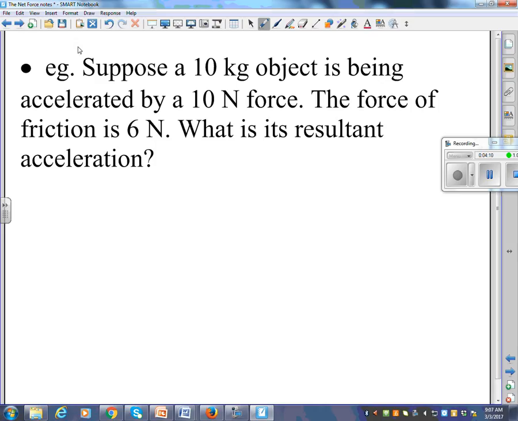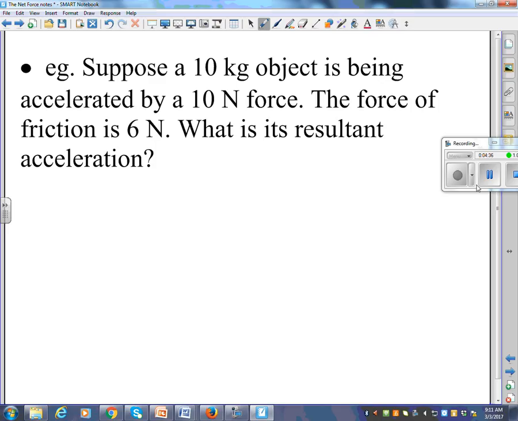Okay. Let's write this one down. And I apologize for not having it copied out for you, but it won't take you long. So if you haven't written anything down by now, you should at least write F net or net force as your heading, maybe the date, and then jot that down. Okay. So a 10 kilogram object is being accelerated by a 10 newton force. The force of friction is 6 newtons. What is the resulting acceleration?